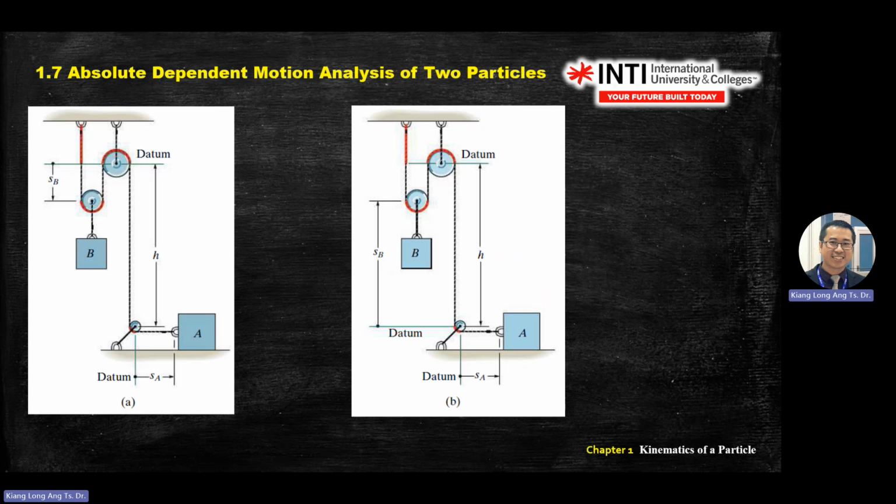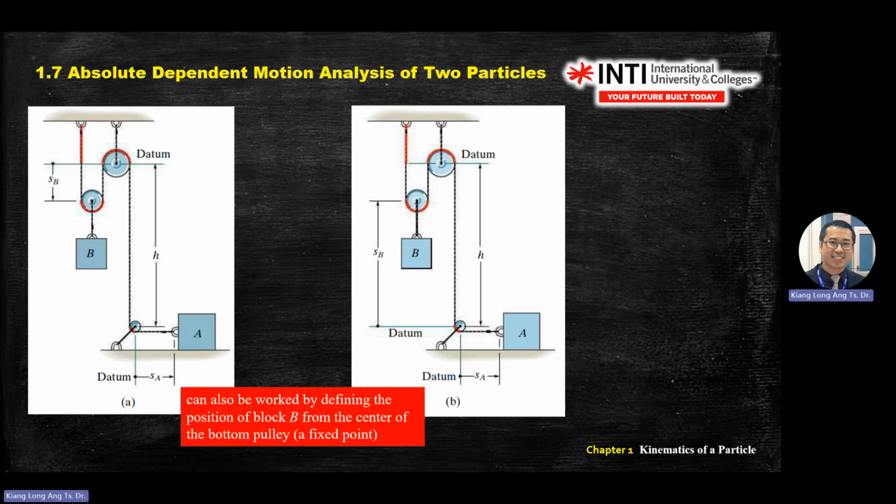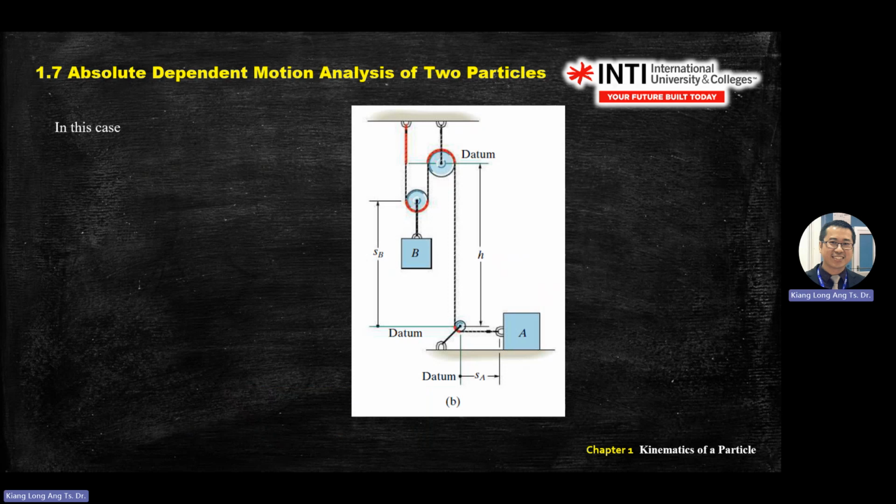What happens if I pull my SB here? It will be SB negative. This one will be moving this way, negative, negative, actually the same direction. Okay, so I just put them side by side and do the calculation for you.